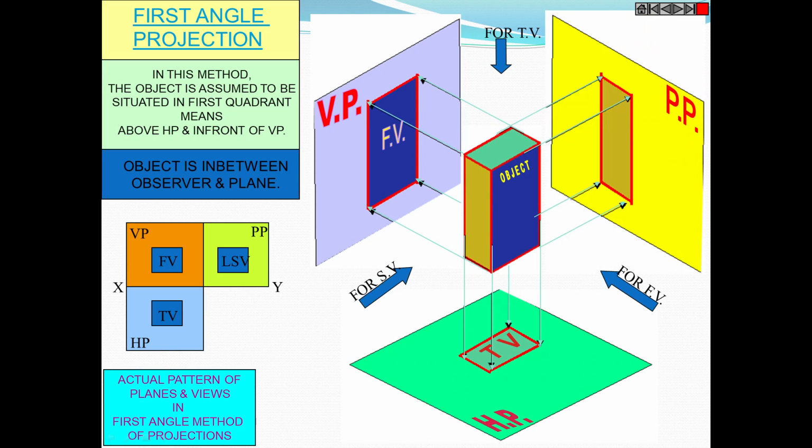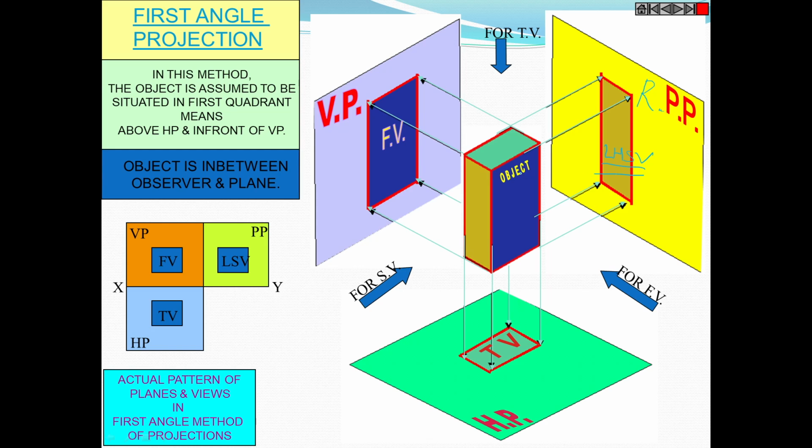and the side view on the profile plane. So the profile plane, you can see here, is perpendicular to the vertical plane as well as the horizontal plane. This profile plane is on the right side, so RPP, right profile plane. On this right profile plane, we are looking from the left side of the observer. So this view is the left hand side view.